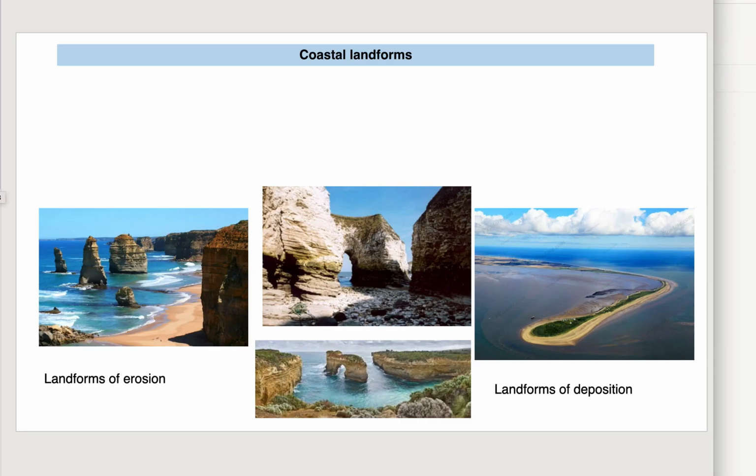So remember that we have landforms generally speaking associated with erosion, so we see some stumps and stacks here, some arches, and a cave forming here and a crack. These are all kind of the main features of erosion really. And then in contrast, which we'll come on to later, we have some landforms of deposition, so obviously you'll recognise straight away that this is a spit.